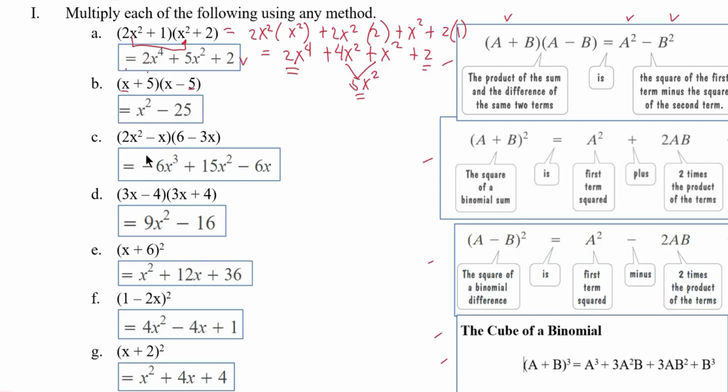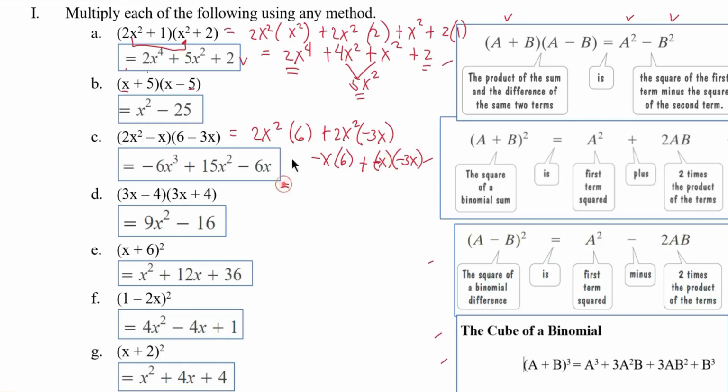Next, letter C. Again, you can apply FOIL method or simple distribution. So using FOIL method, first is 2x squared and 6. Then outer, 2x squared and negative 3x. Inside is negative x and 6. Last is negative x and negative 3x. Pwede rin kayo maglagay ng plus dito, lagay nyo na lang yung negative dito.